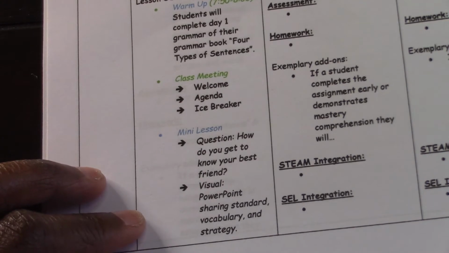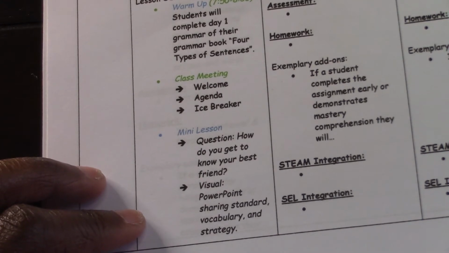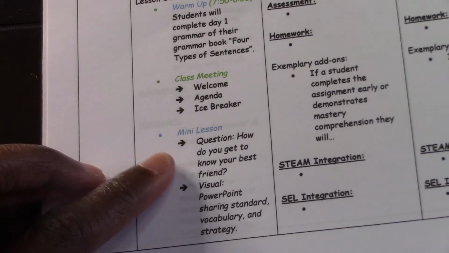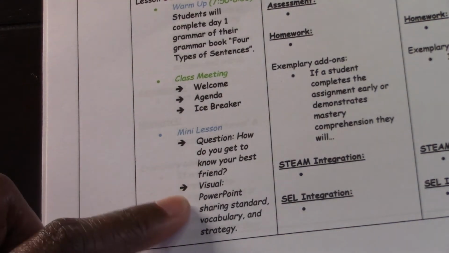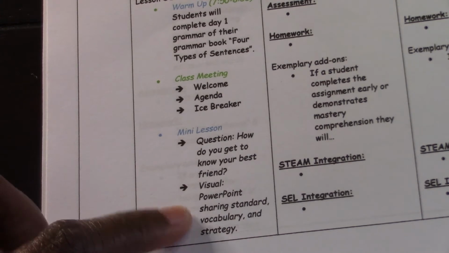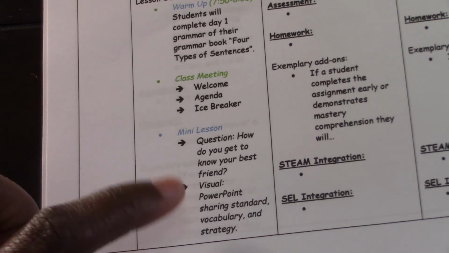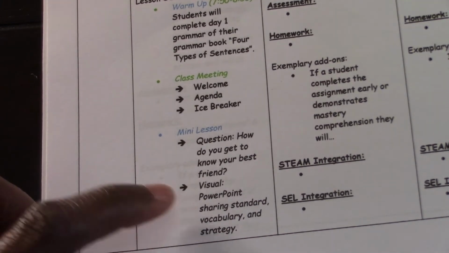For my mini lesson, I do put quite a bit of information because I want to be able to open this or refer back to this and know exactly what I'm writing on the board. So question, how do you get to know your best friend? I do have a PowerPoint that I will be presenting, so this lets me know, hey, you want to make sure this is up and ready to be presented.